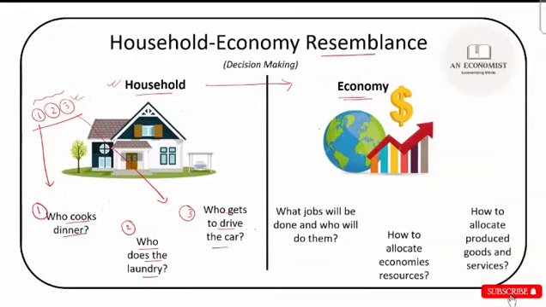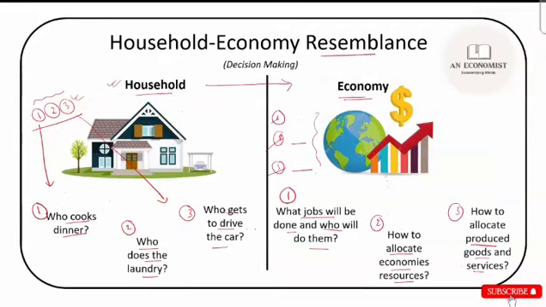If you think of an economy as a whole, then it also has to decide on some things. What could those be? Firstly, what jobs will be done and who will do them. Second, how to allocate economic resources properly. Third, how to allocate the produced goods and services. So these are the prime economic questions that every economy needs to deal with. Firstly, what to produce. Second, how to produce. And third, for whom to produce. What to produce, how to produce, and for whom to produce, right? These are the 3 basic economic questions that every economy tries to find an answer for.